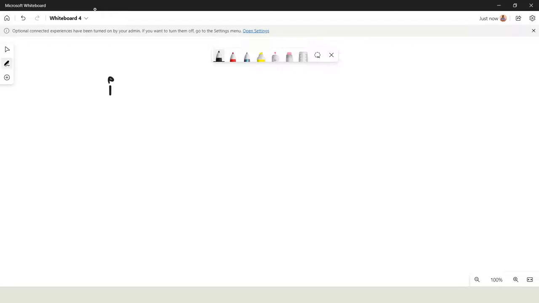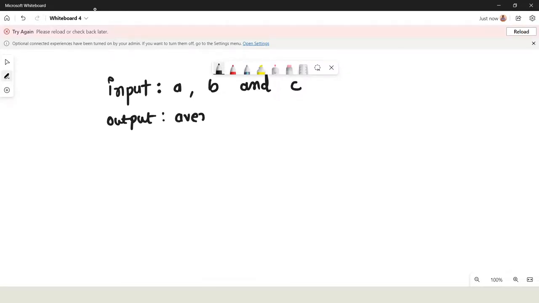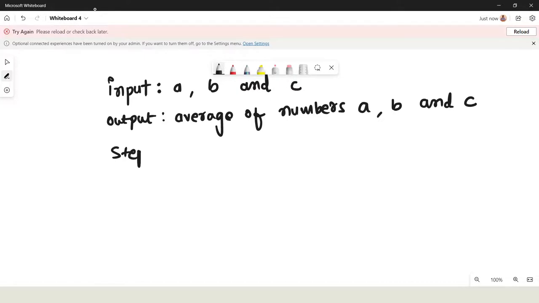What should be the input for this algorithm? Three numbers A, B and C. Okay, these are the three numbers. Output: average of numbers A, B and C. That's it. Let's start writing the solution of this algorithm.